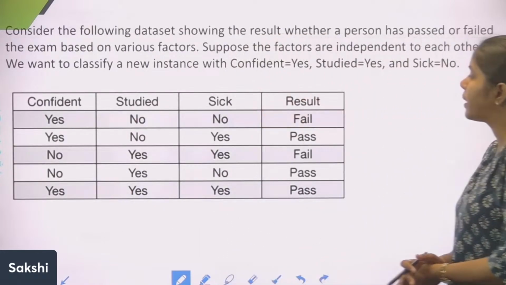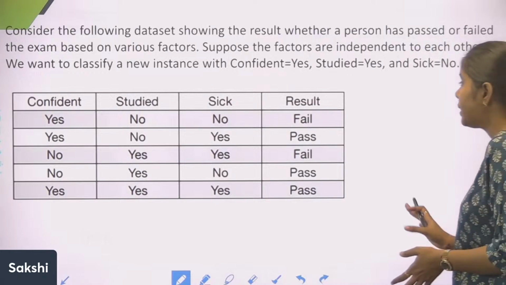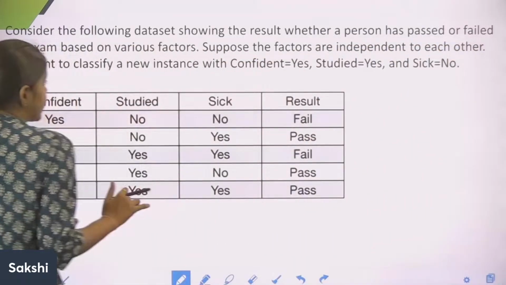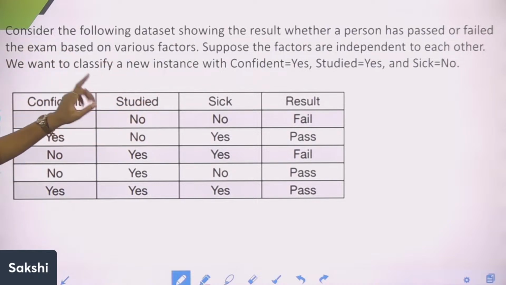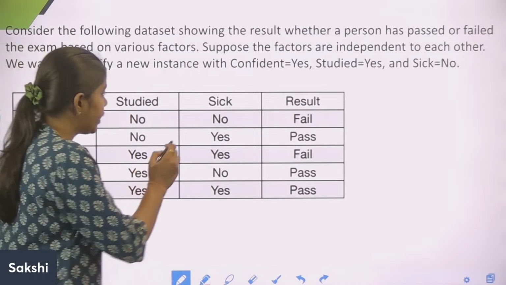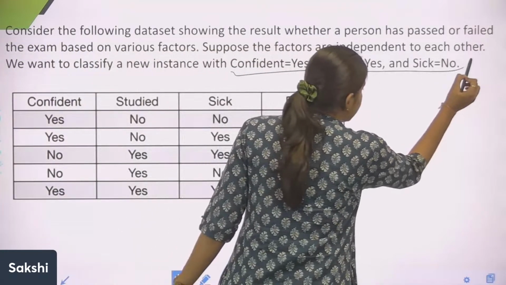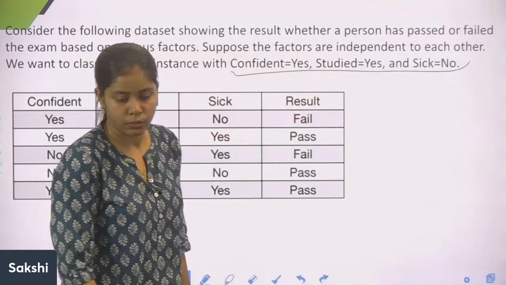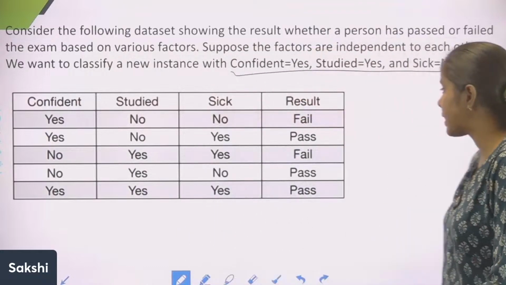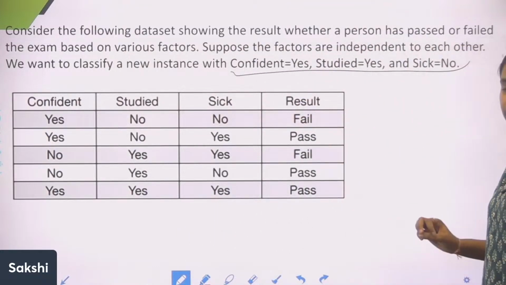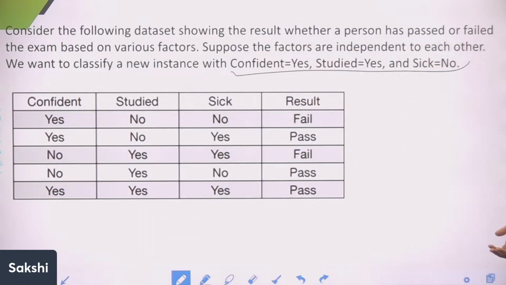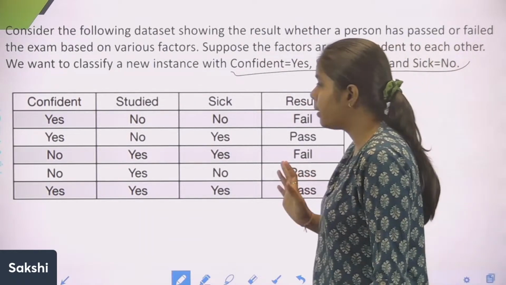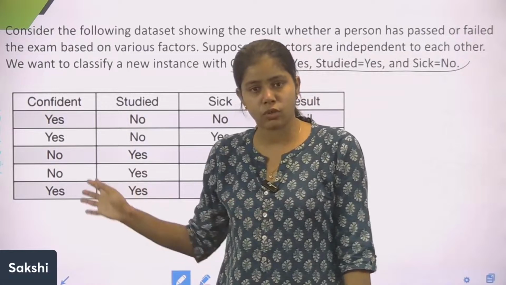The question says: consider the following data set showing whether a person has passed or failed in the exam based on various factors. Suppose the factors are independent of each other. We have to classify a new instance: confidence equals yes, study equals yes, and C equals no. Now I want to classify this example using naive Bayes, because they have already said that the factors are independent of each other. So that means I can use the naive Bayes algorithm. Right? So let's do that.